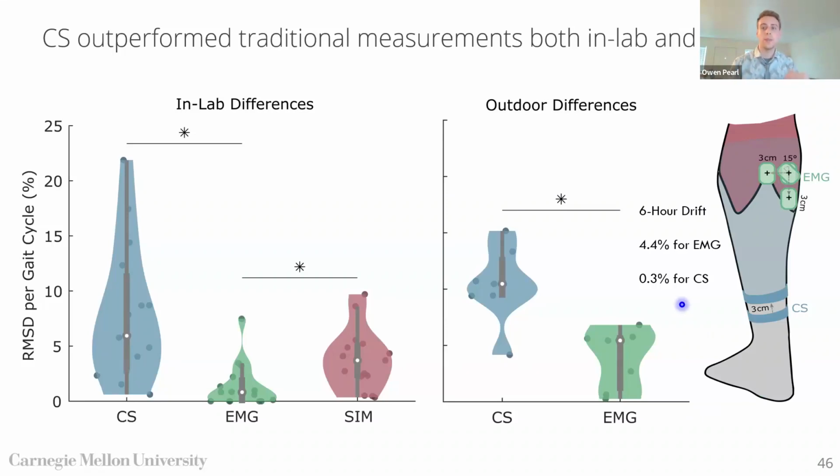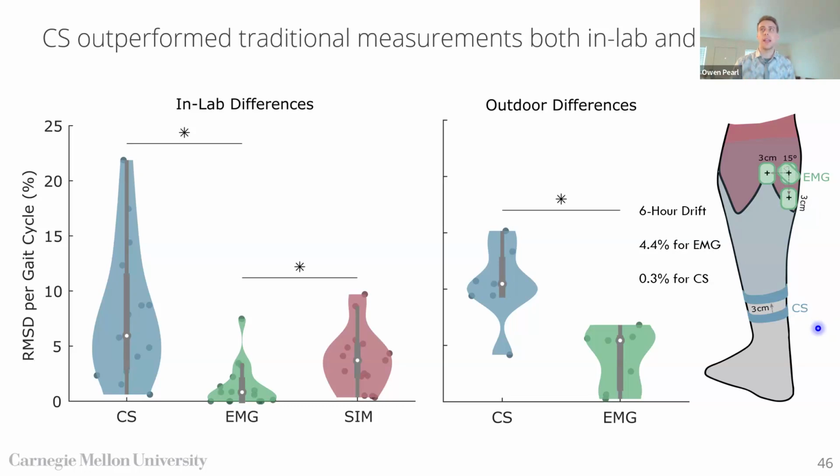And also it seems to be a lot more robust to misplacement. So if you misplace an EMG sensor by even a few centimeters or even a few degrees, because of the crosstalk with different muscle groups, you completely lose the signal and your ability to detect those gait adaptations. But with a similar level of misplacement with capacitive sensing, we were able to still detect that baseline toe-in modification. So it's pretty robust to both that drift over time and also misplacement if an individual was placing the sensor on themselves.